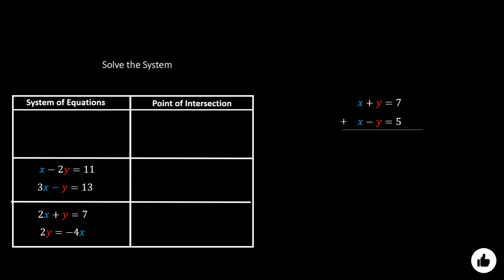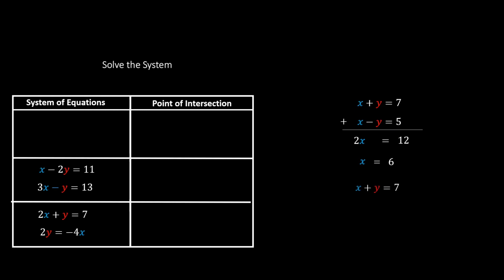the variable x. So if we add the two equations, we get x plus x, which is 2x, y plus negative y, which is equal to 0, and 7 plus 5, which is equal to 12. At this point, we can divide 2 on both sides to get x is equal to 6. Now that we know that x is equal to 6, we can substitute it into any of the two equations we started with to solve for y.